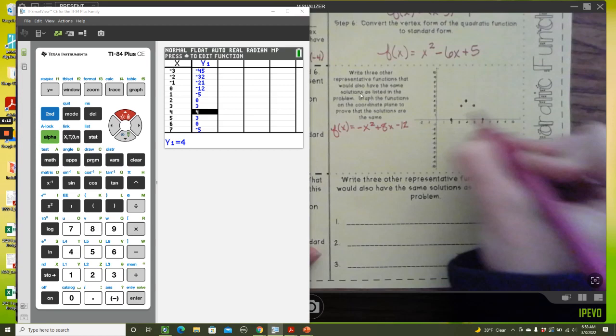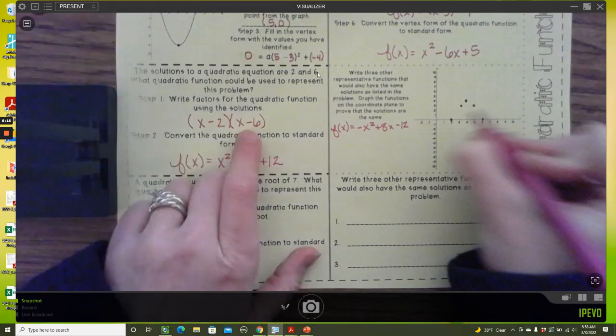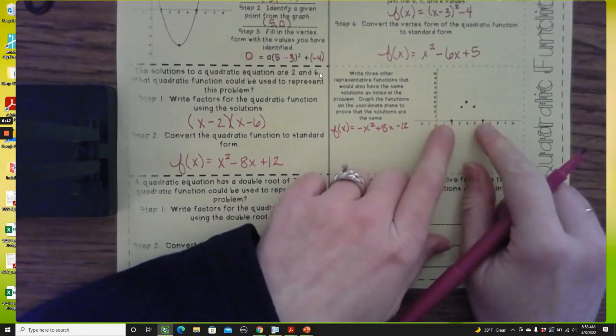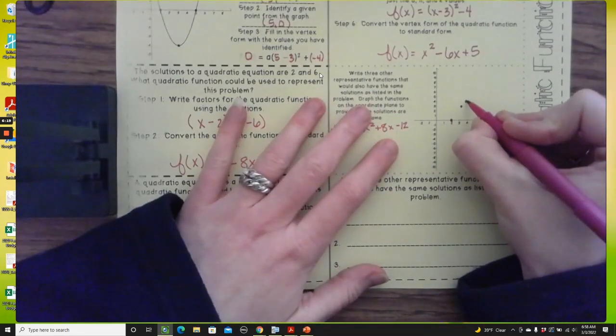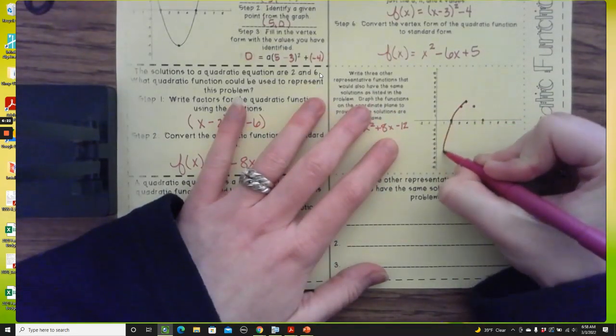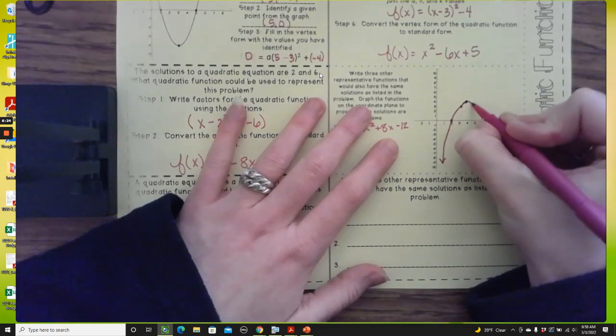So where I'm seeing that at is here. 2 and 6 are my solutions. That means this quadratic needs to cross at 2 and 6.